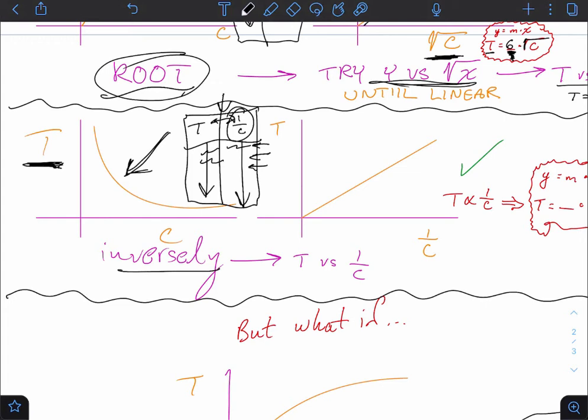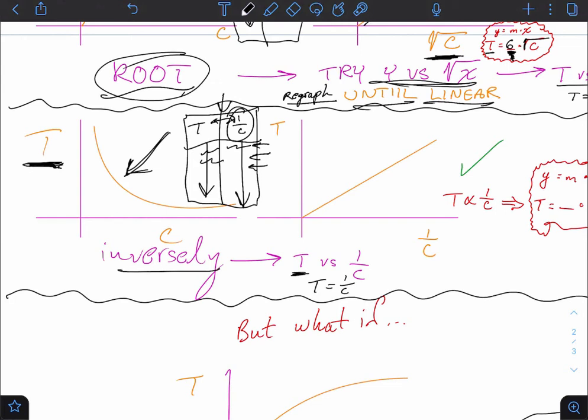So if you get inversely proportional, that means that our equation is going to have to be t is equal to 1 over c, or 1 over c squared, or 1 over c cubed, or maybe even 1 over root c. We don't know. But your standard policy is always regraph until linear. Regraph.